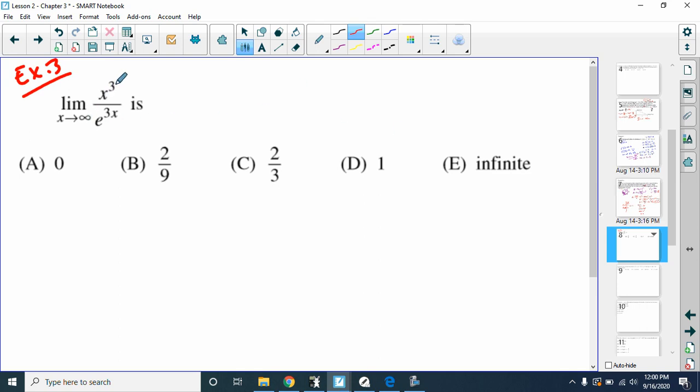Plug in infinity. Infinity cubed is really big. And e to the infinity is really big. Infinity over infinity is indeterminate form. So we use L'Hopital's rule, which means we take the derivative of the top and the derivative of the bottom. Derivative of e to an exponent is e to the exponent times the derivative of the exponent.